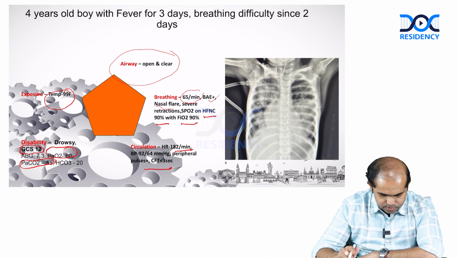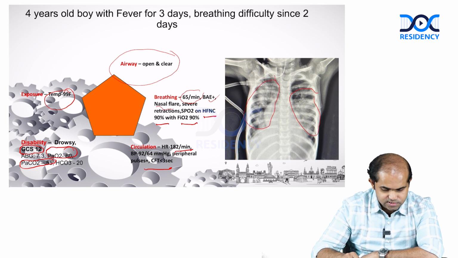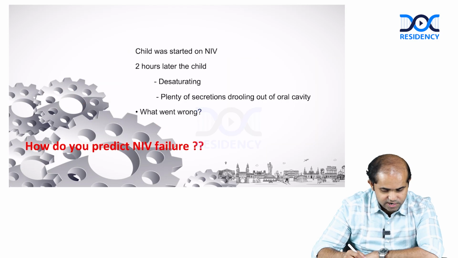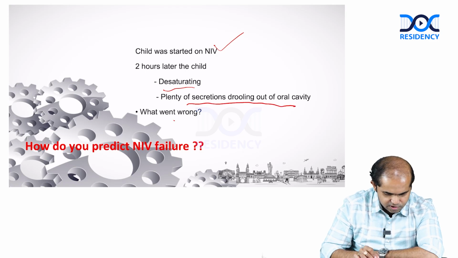He is definitely tachypneic. On X-ray you can see significant bilateral infiltrates. So it's fitting into ARDS, pulmonary edema. The child was started on NIV. Two hours later, the child started desaturating, with plenty of secretions drooling out of the oral cavity. Now, what went wrong here?